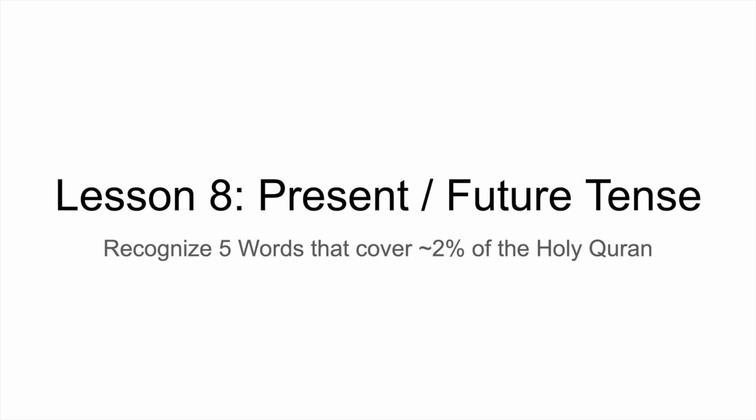This form is used constantly in the Quran. It tells you something is happening now, or generally happens. And in Arabic, there is no separate future tense form. The same present tense form is also used for the future. So in this lesson, you will recognize 5 very common verbs in this present form, covering about 2% of the Quran.